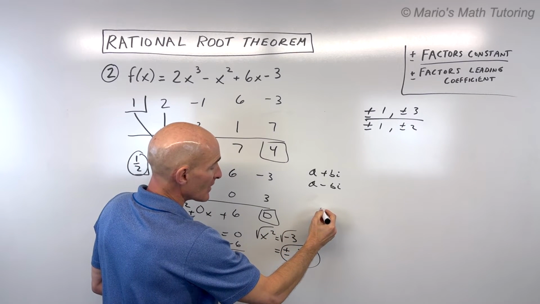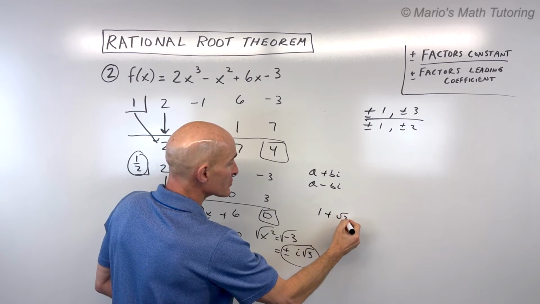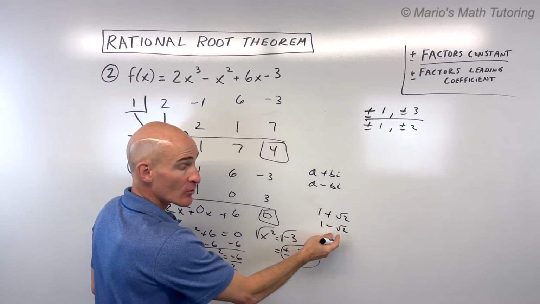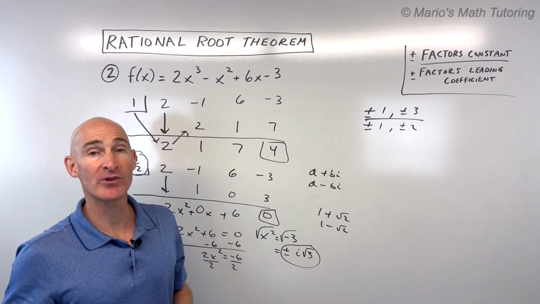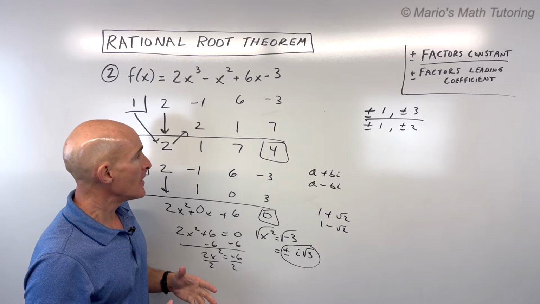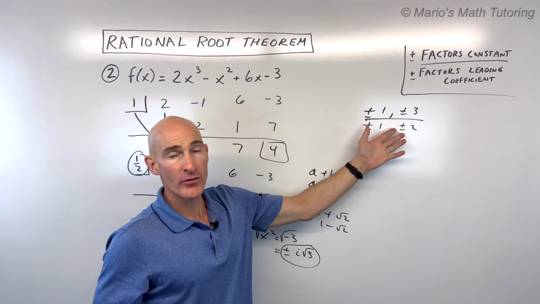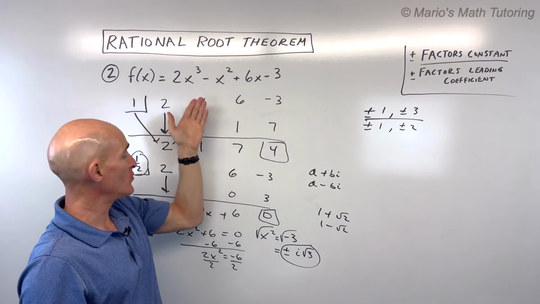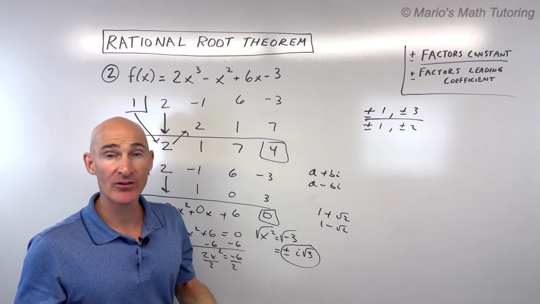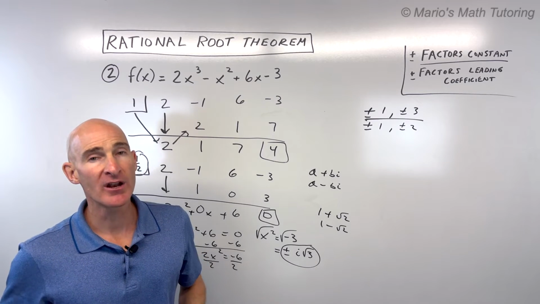Then if you have something of the form, let's say 1 plus root 2, you're going to have the conjugate, 1 minus root 2. So those also come together as conjugate pairs. So you'll notice that. But the key here on this problem was really to find at least one of the roots so that we could bring it from a cubic down to a quadratic and find the remaining ones. So let's take a look at another example.